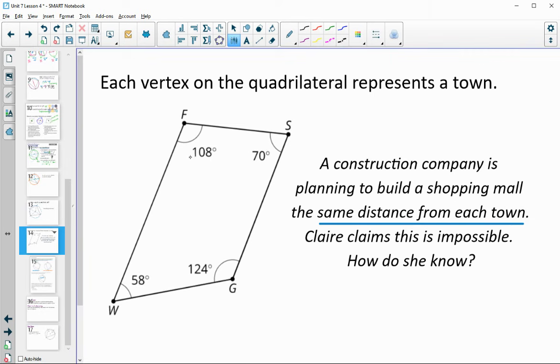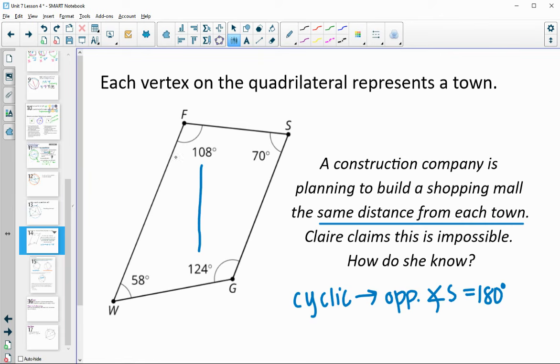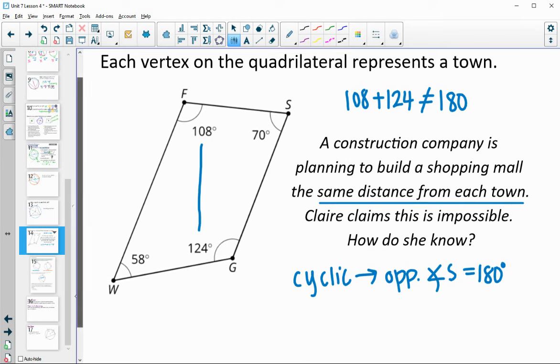And what did we learn in regards to a cyclic quadrilateral and the angle measures? Remember, if it's cyclic, then opposite angles need to equal 180 degrees. Since we have the angles here, let's check the opposite angles. This one we have 108 and we have 124, and those are definitely larger than 180 together. So this is not a cyclic quadrilateral. Claire knows it's not because the opposite angles don't add to 180.